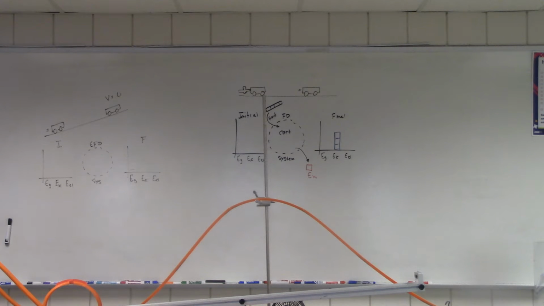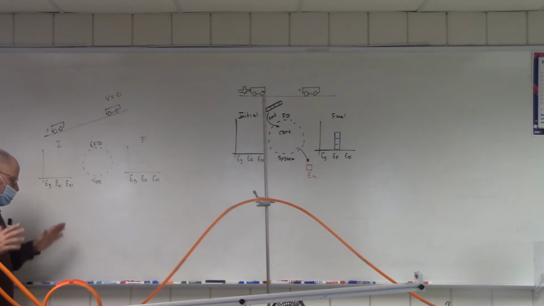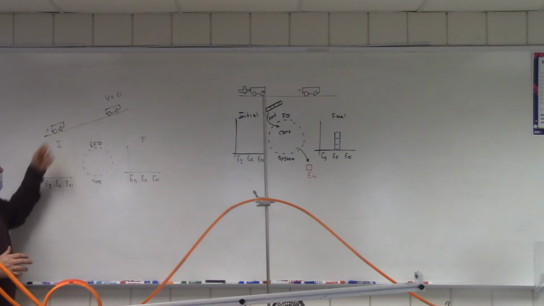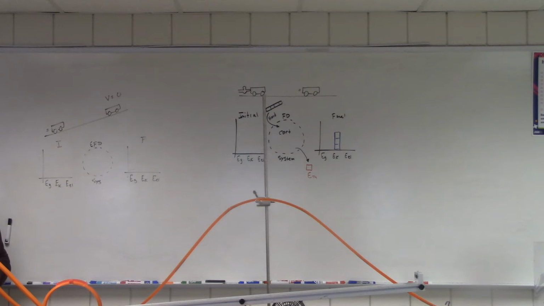All right, so we're going to hold off on the system for a second. We're going to come back to the system. Let's do the energies first, and then we'll see if the system makes some sense to us. So what kind of energy do we have in the beginning? Kinetic. Definitely kinetic energy. Is it all kinetic energy? Is there something else?